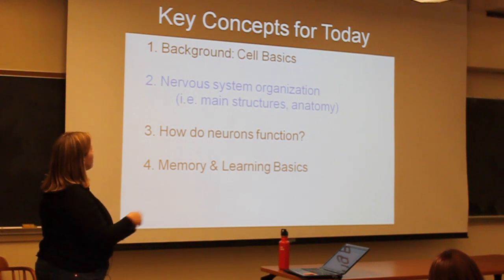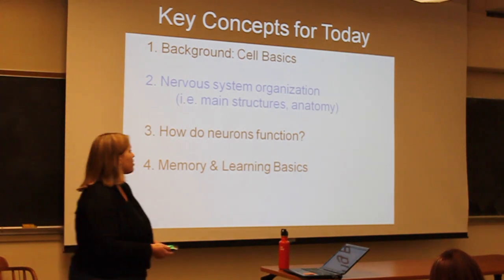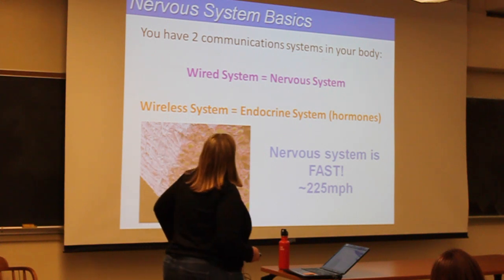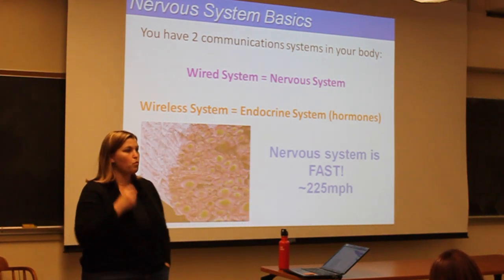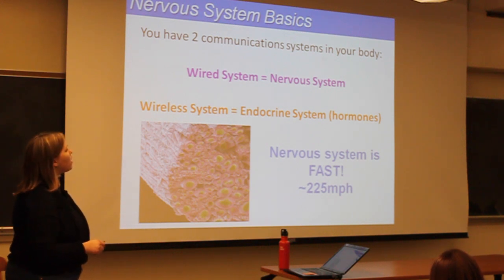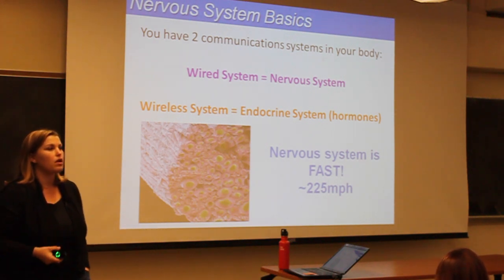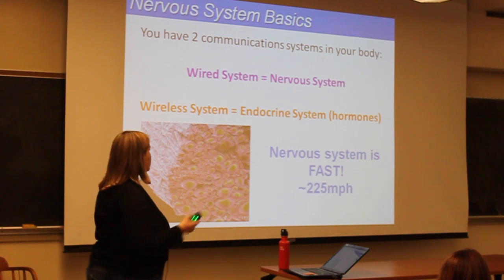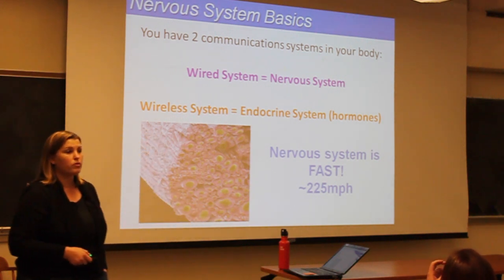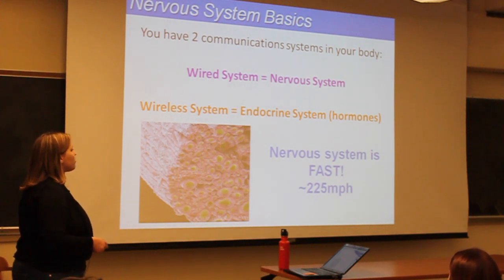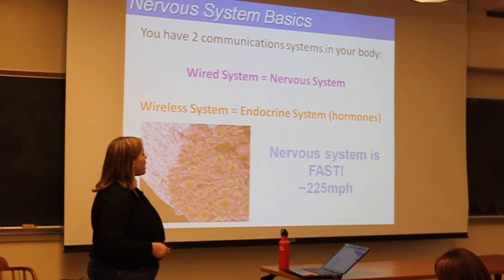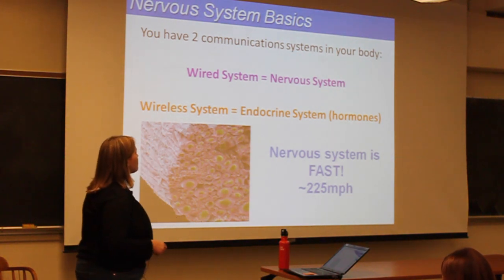Then we're going to move on to talk about the actual nervous system. And I like to think about the nervous system as the wired communication system in your body. You have two communication systems. You have the wired system, which is the nervous system, and you also have a wireless system, which are the hormones in your body, okay? We're not going to talk about the endocrine system or hormones today. We're obviously going to spend our time on the nervous system.